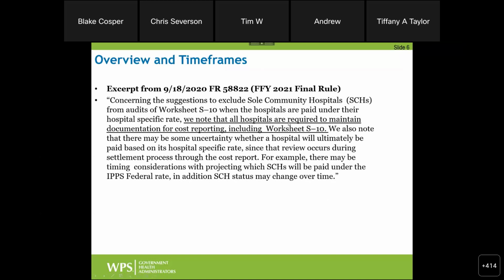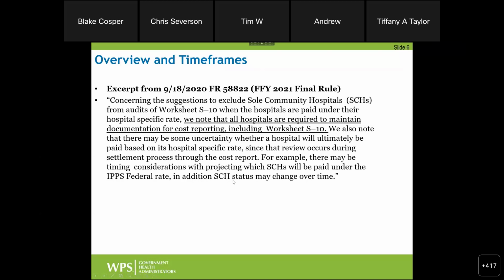All hospitals are required to maintain documentation for cost reporting, including S-10. And they also mentioned how, hey, there may still be some uncertainty whether that sole community hospital will indeed be paid based on their hospital specific rate. Maybe things would change, maybe a recalculation would happen. Yes, it's unlikely. Most of the time when the hospital specific rate is above the federal rate, it pretty much stays that way. But again, CMS is essentially saying we're still going to do it.